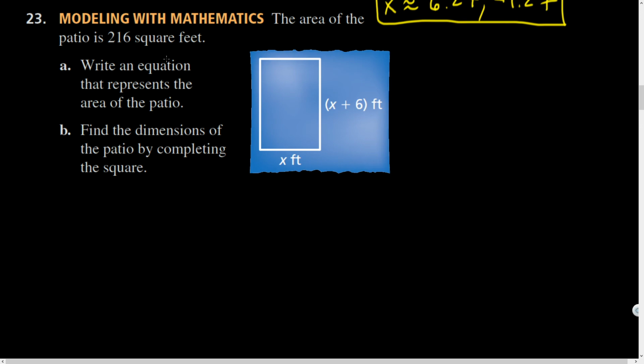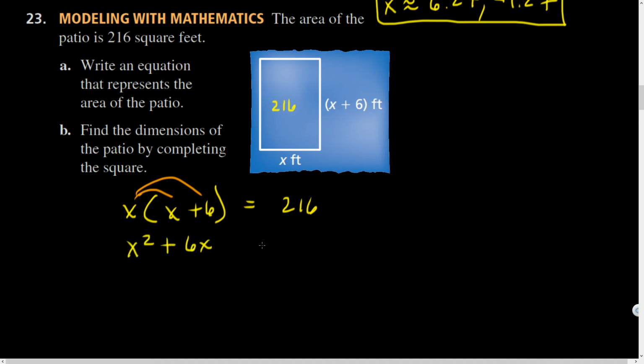The area of the patio is 216 square feet. Okay, all right. Find the dimensions of the patio. So let's see. So area formula, length times width. So I'm going to have, I'll write it down here, x times x plus 6 is equal to 216. So in order to solve here, I'm going to need to do some distributing first. I'd get x squared plus 6x equals 216.